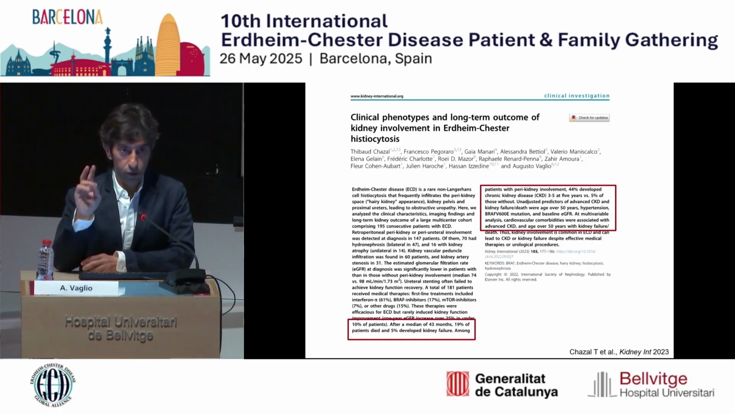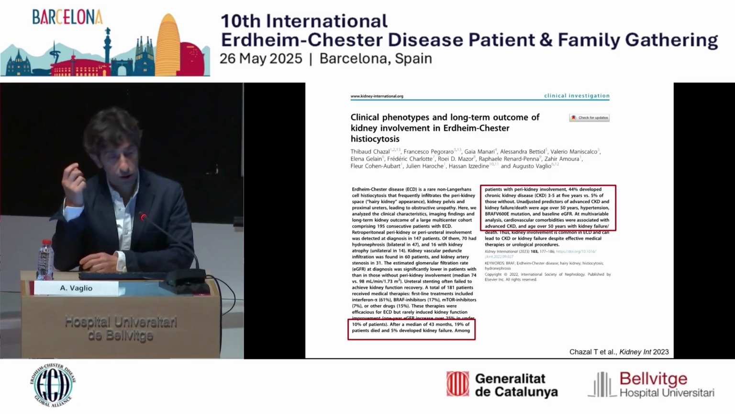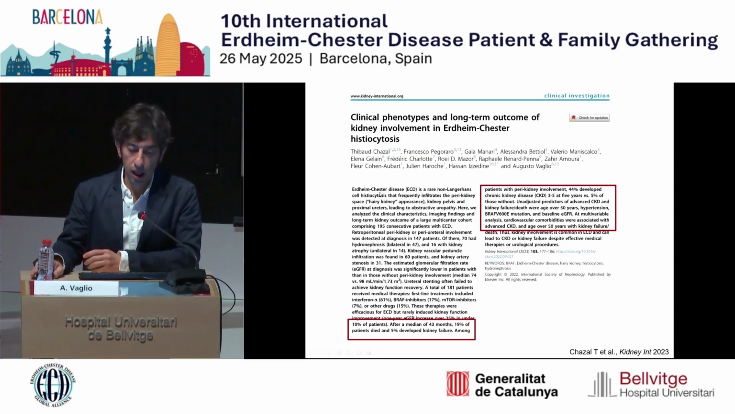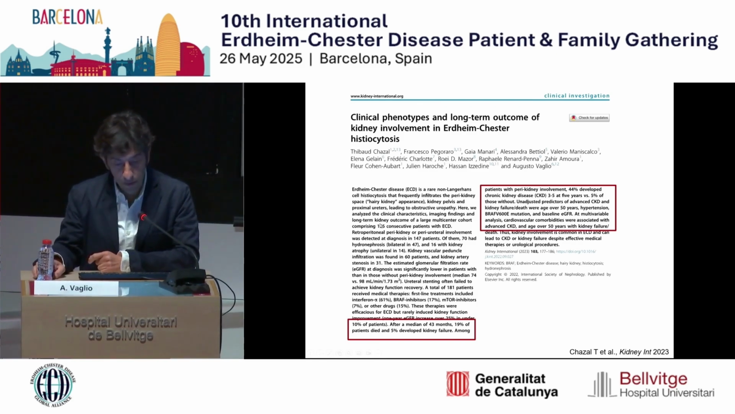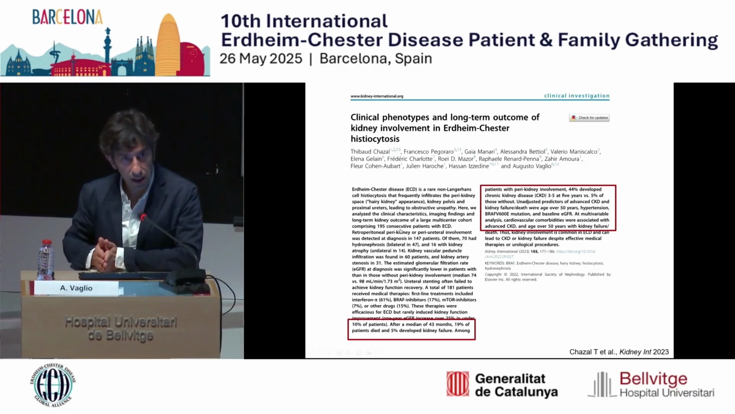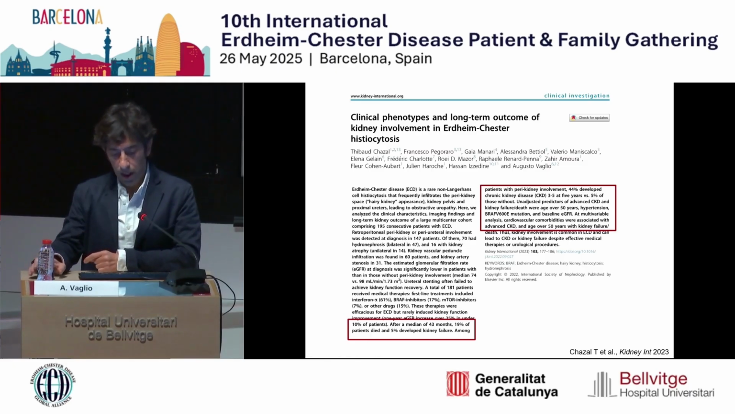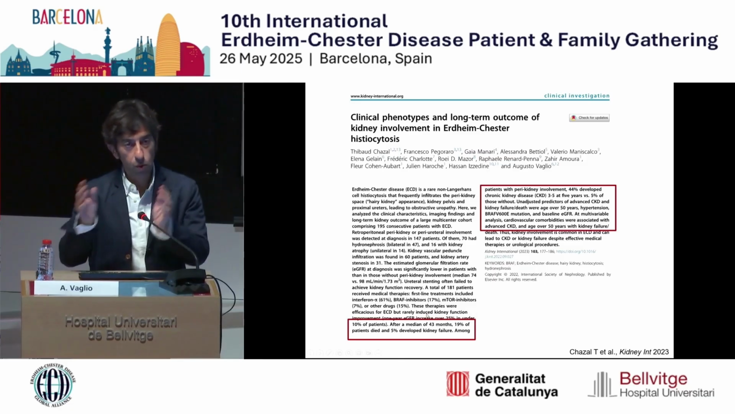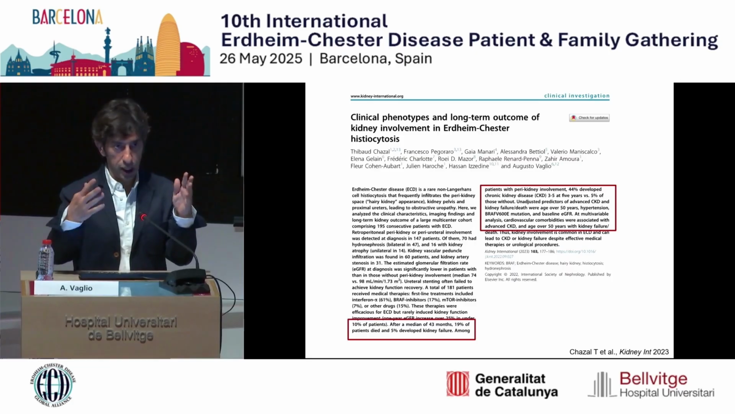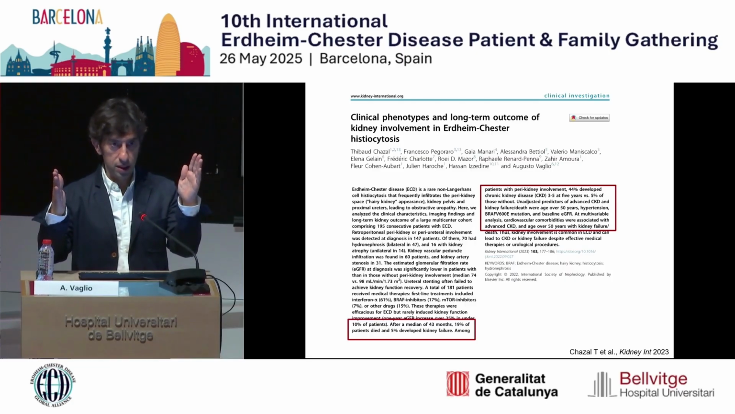So last 2 minutes for a little bit of science that we did with respect to renal involvement in ECD patients. This was a study that we published a couple of years ago. This study was done in Italy and France, and in this study we collected 195 patients with ECD and studied their renal function over time. And we followed them for a median of about 4 years.